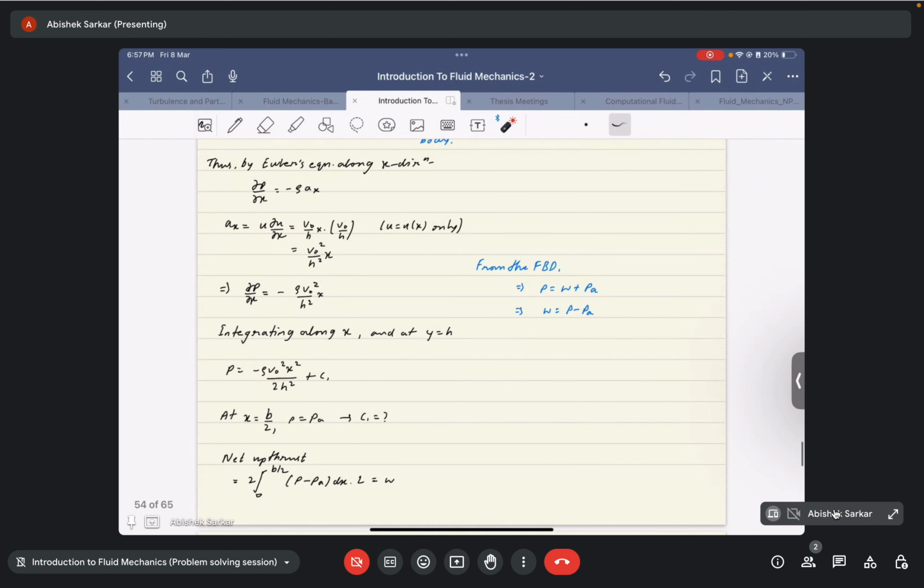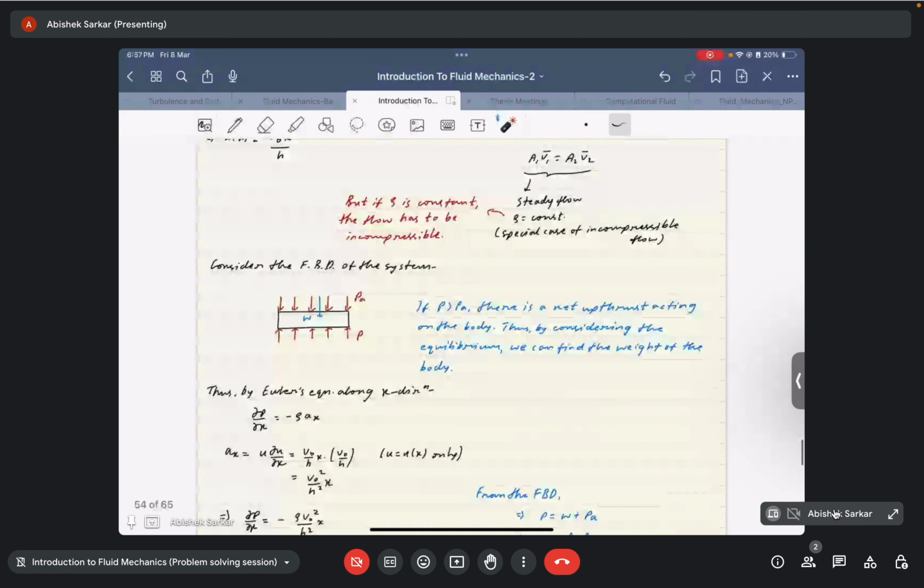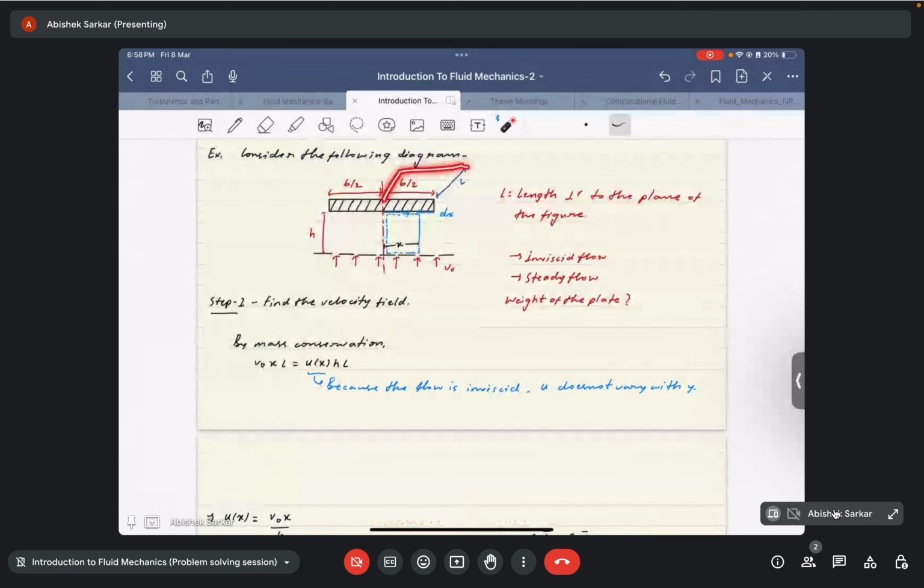Thus to find the net upthrust or this weight, we need to integrate from 0 to b by 2 this difference p minus pa along this area, okay. Let me go back, along this area. So since L is constant and since u is varying along the x direction, we do the integration from 0 to b by 2 and just multiply it by 2 because the flow is symmetric along the other direction as well, okay. So this is what we have done.